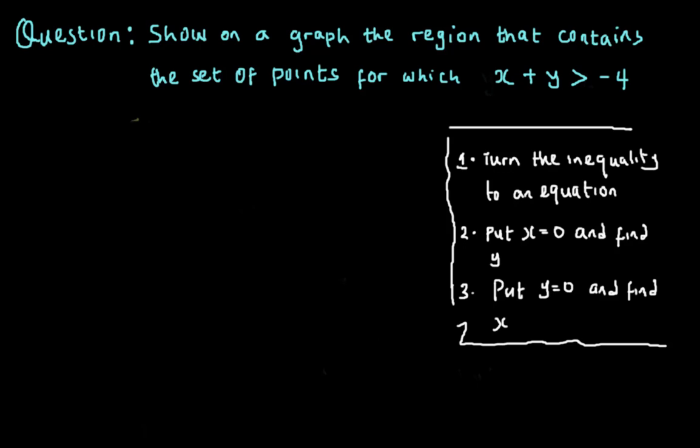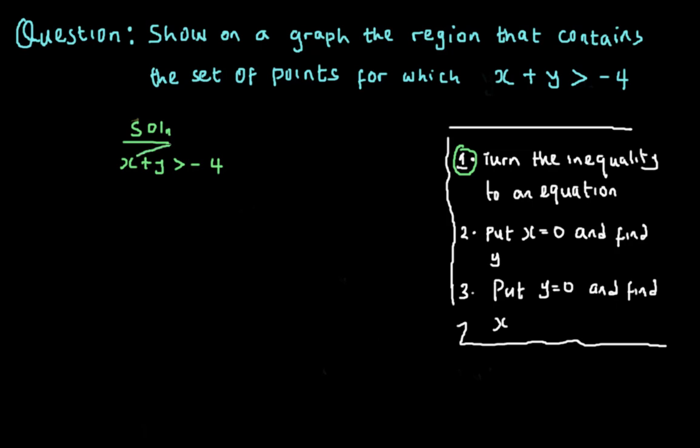Show on a graph the region that contains the set of points for which x plus y is greater than minus 4. Now let's try to solve this. We have x plus y is greater than minus 4. For this kind of question, there's a step we need to take before step 1, and that is to make y the subject of the formula.